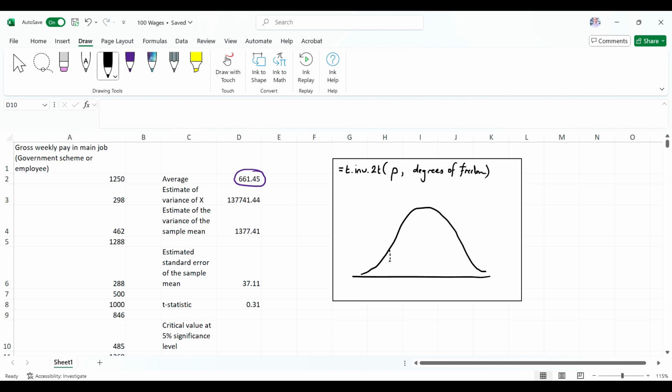Our t-statistic is 0.31, which is a lot smaller than the magnitude of this critical value. Therefore, it lies within the non-rejection region. So we fail to reject the null hypothesis.